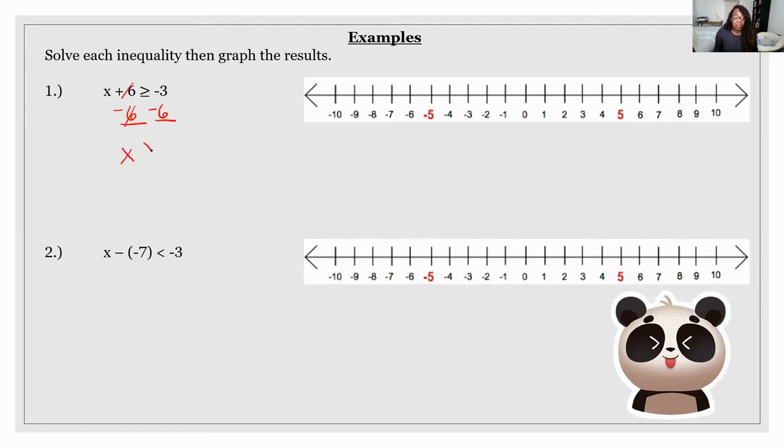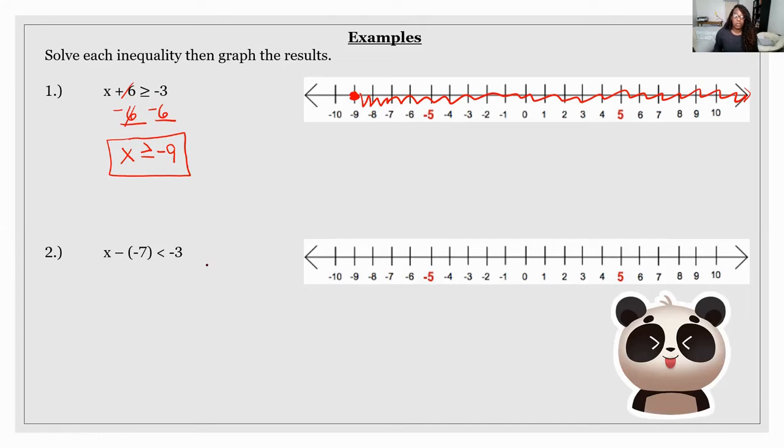My inequality symbol stays the same, which is greater than or equal to. Then I combine my like terms, -3 and -6, which gives me -9. So my variable is by itself and we got -9. Since this is greater than or equal to, at -9 it's going to be a dot, and since it's greater than, I'm going all the way to positive infinity. All those values from -9 up to positive infinity make that a true statement.